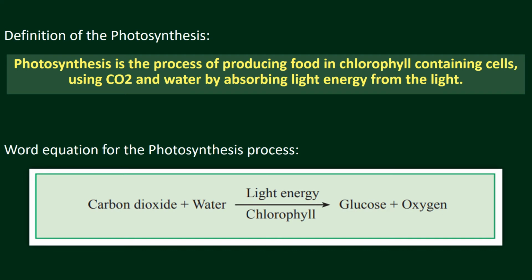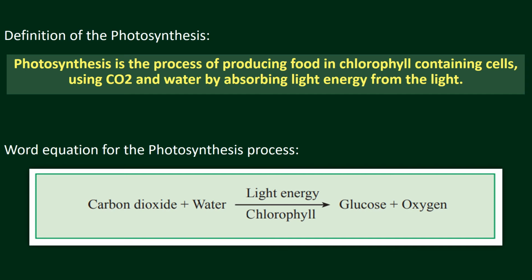Considering all the above factors, we can define photosynthesis as follows. Look at the definition. Photosynthesis is the process of producing food in chlorophyll-containing cells using carbon dioxide and water by absorbing sunlight as the energy source. This is the definition of photosynthesis.